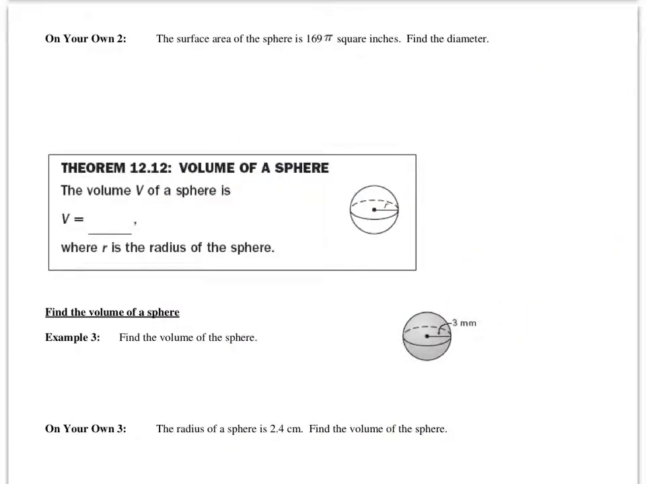So try this next one on your own. Pause the video and try it. Okay, so it says the surface area of a sphere is this. So there's my S. Find the diameter. Well, my formula, S equals 4 pi times my radius squared. This will allow me to find my radius, but I know my diameter is 2 times my radius. So we can still easily find our diameter.